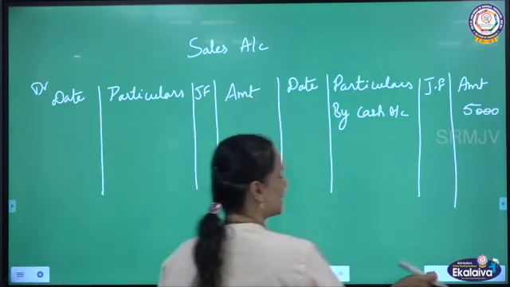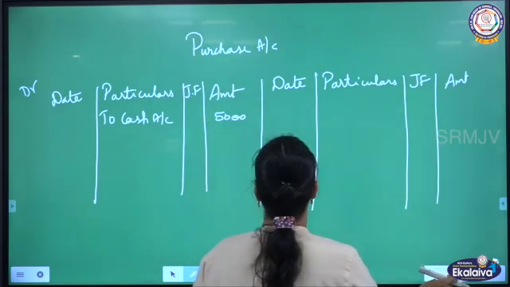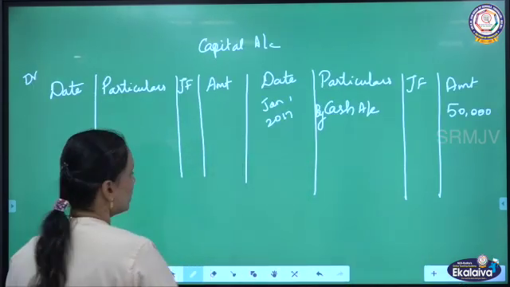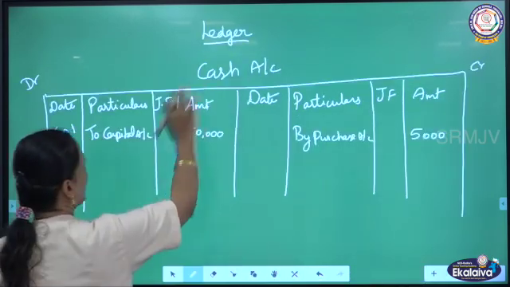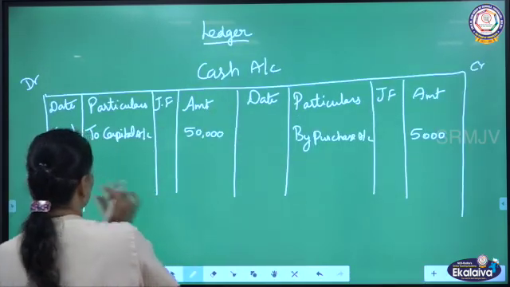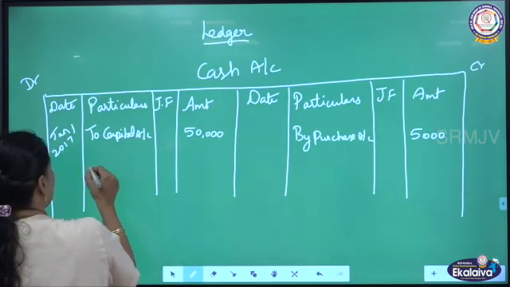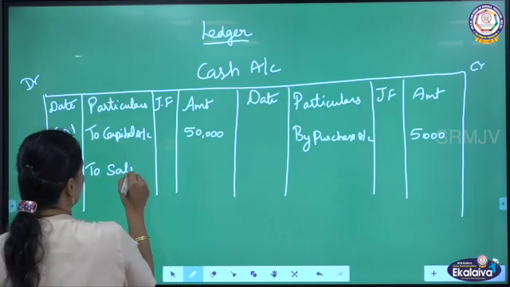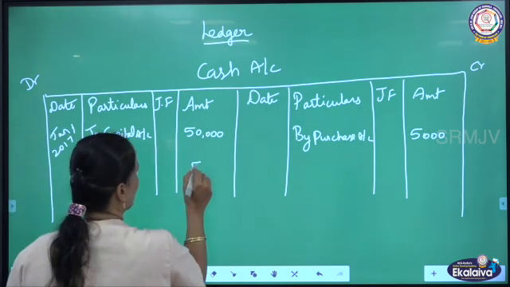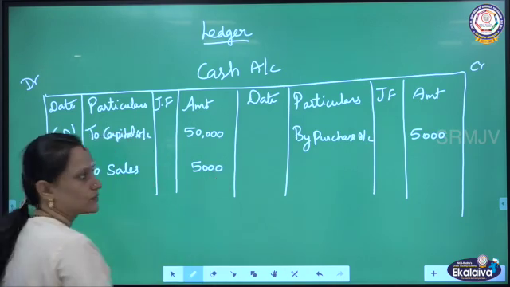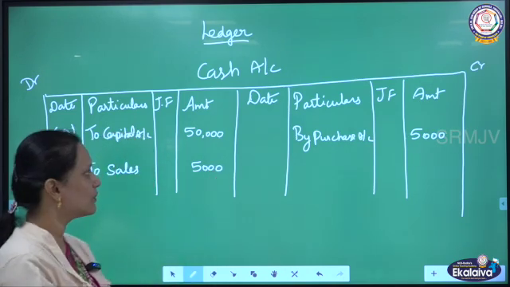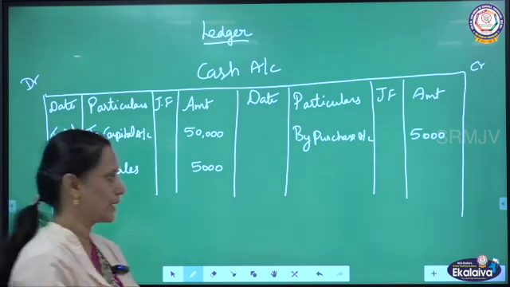In cash account, already we have opened cash account, no? There we have to write the sales. So cash already I have opened, so that's why I am writing here, but in some you have to write separately. So by sales, sales should come here. So 5,000. Like that you have to write. Do you understand, children? Shall we move on to the next sum? Okay.